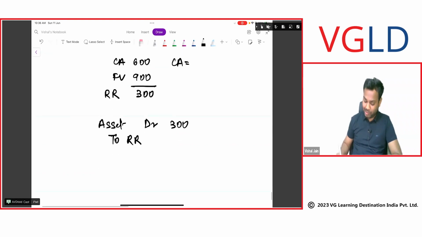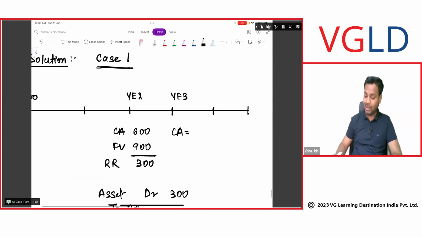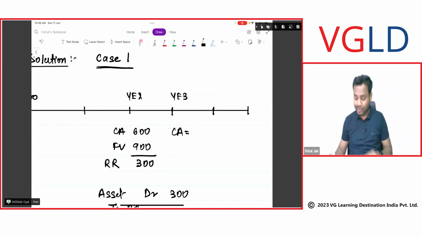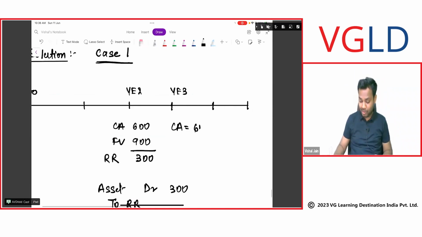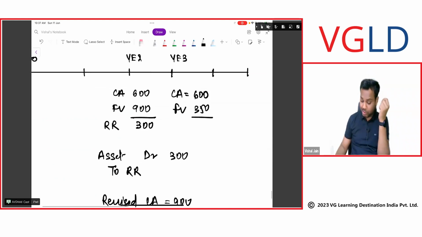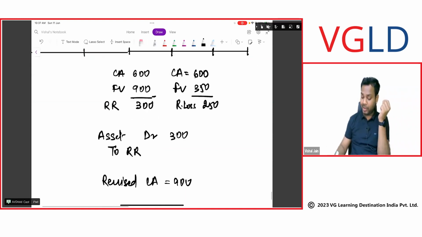900 becomes the revised carrying amount. The life is how many? 3 years. So 900 needs to be depreciated over 3 years. So what is the carrying amount here? 600. What is the fair value here? 350. So what is the revaluation gain or loss? So it is a revaluation loss of how much? 250. Right?